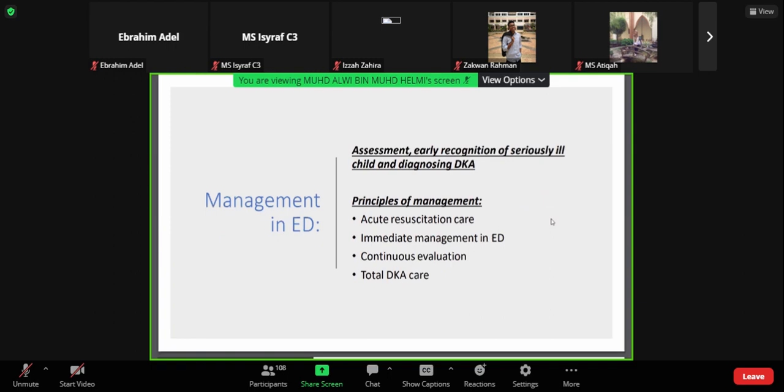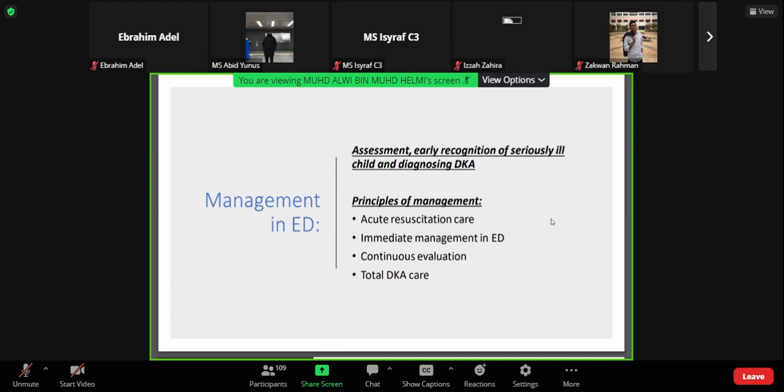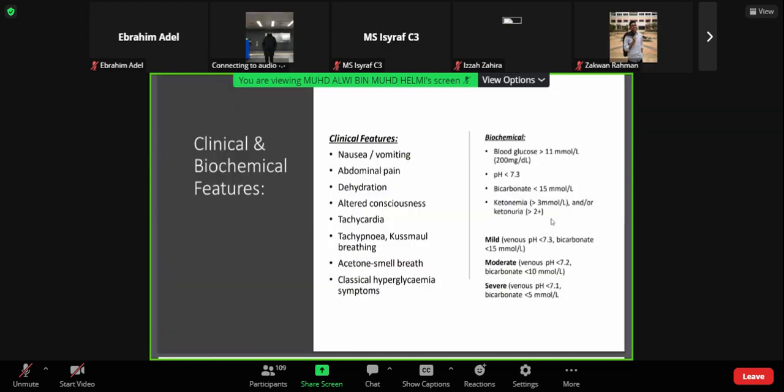So management in ED. Basically, the principles of management in emergency include acute resuscitation care, immediate and continuous evaluation, and total DKA care. So these involve the management of all the 6 or 7 things I've mentioned just now, which is hydration, treating dehydration, electrolytes. Okay, there will be the slides later, okay? I'll go to that later.